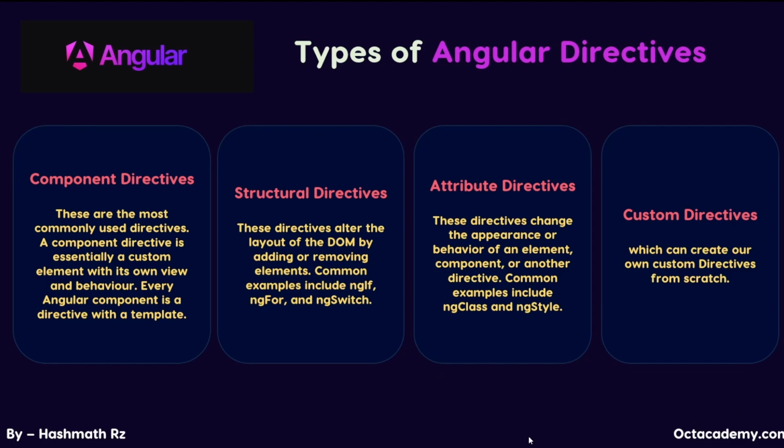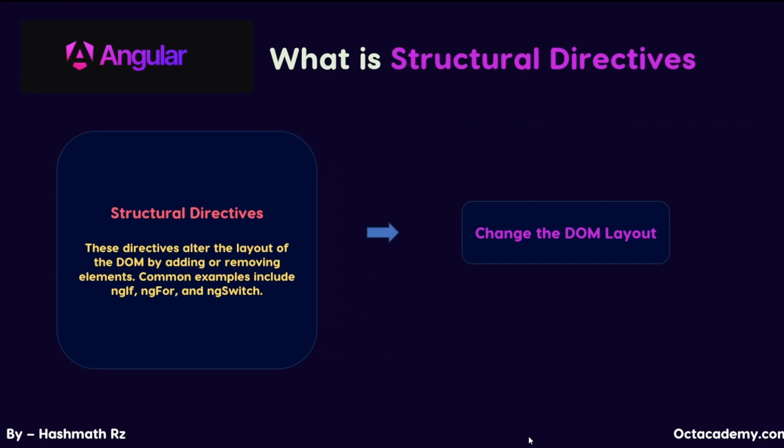So let's see what structural directives are available in Angular with the updated syntax: if, for, switch, and in the next lectures we will dive into each directive with detailed examples. So now let's focus on structural directives. Structural directives are special directives in Angular that can change the DOM layout by adding and removing elements based on a condition. They alter the structure of the DOM.